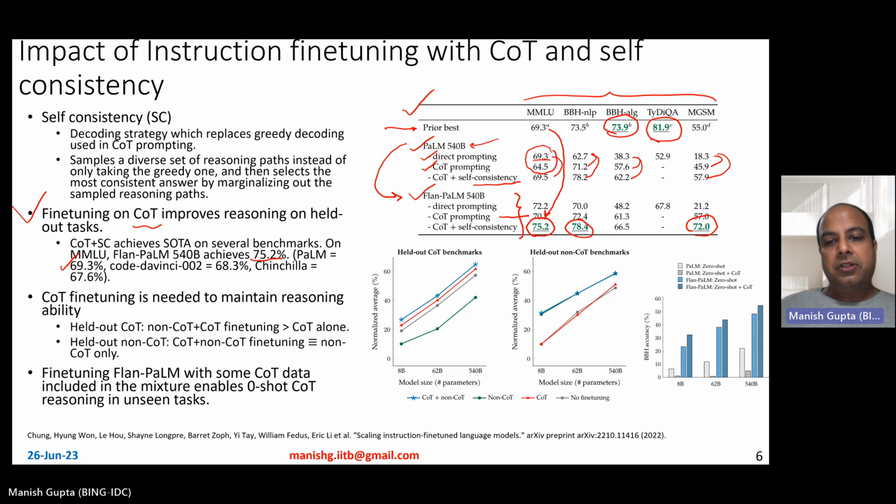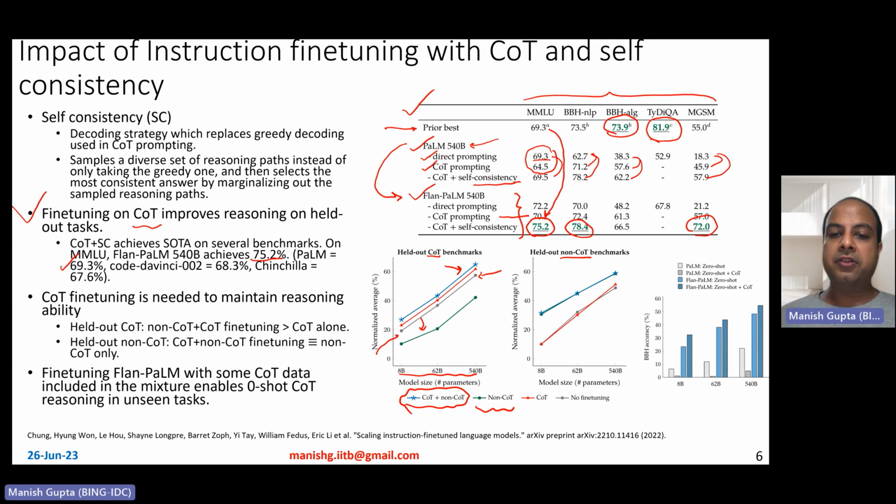Okay. So what is also observed is that if you evaluate on COT benchmarks and non-COT benchmarks, and you were not doing any fine tuning, the gray line is when you don't do any fine tuning and you increase the model size, you obtain some accuracy. But if you do COT plus non-COT fine tuning, in the sense that at instruction fine tune time you fine tune with COT plus non-COT, that gives you better results on COT benchmarks. However, if you just fine tune on non-COT data sets, in fact, fine tuning hurts. So fine tuning is worse than no fine tuning.